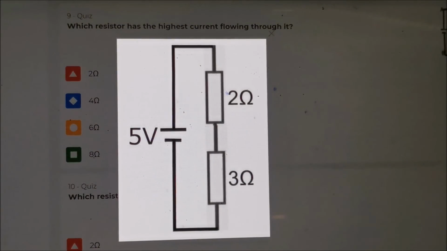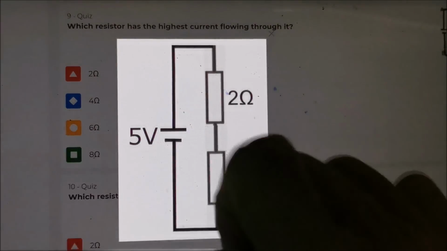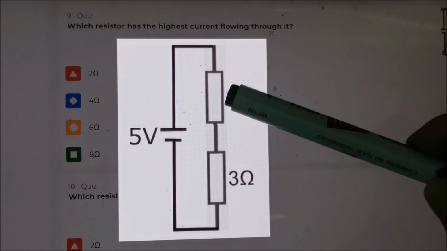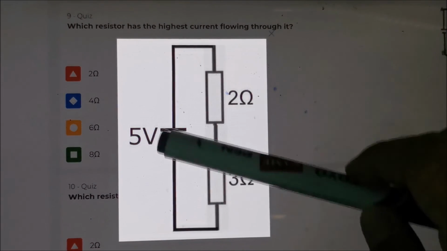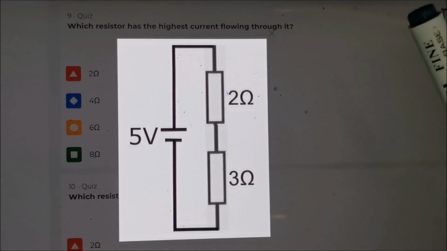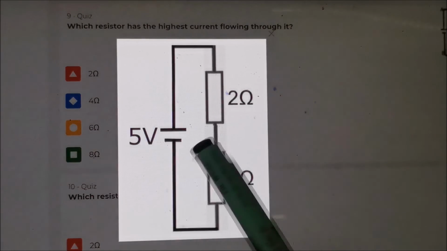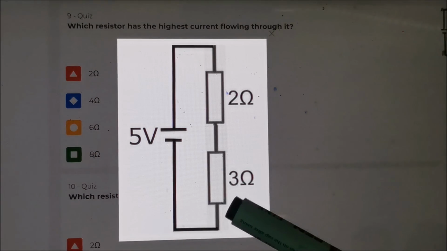Now 5 volts, this is different. 5 volts is shared among the two. See, current has to flow through one and then flow through the second one before it gets back to the battery. 5 volts down here is shared among the 2 ohms and the 3 ohms. Now, so who gets a higher voltage? Who has a higher voltage?